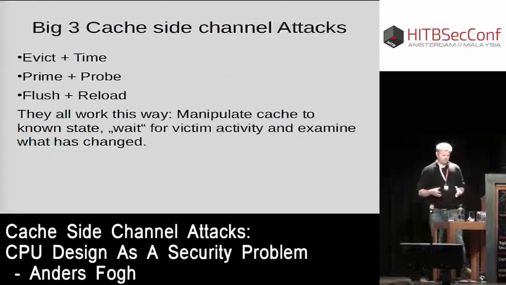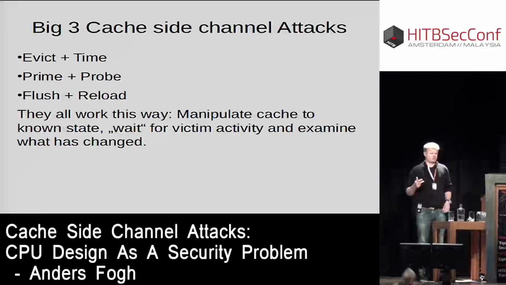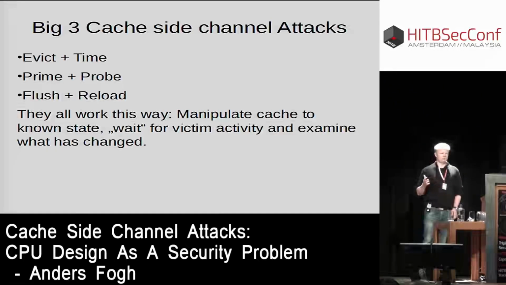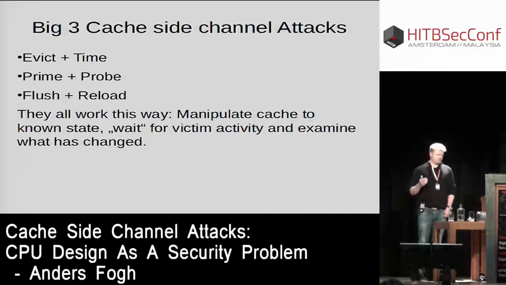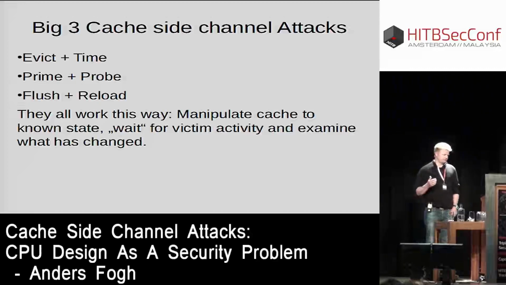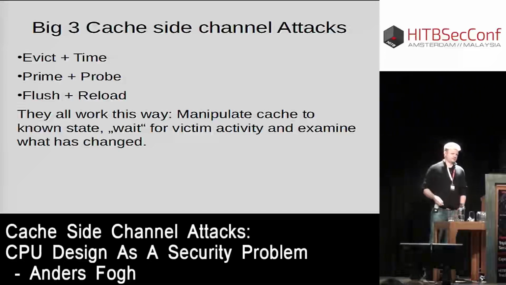So I like to think of cache attacks as there being three big cache attacks, and then there's tons of variation of these three. There are other cache attacks. I will not be talking about them. They all work in the same way. The attacker manipulates the cache to a known state, and then he waits for the victim activity, and then he examines what has changed. As you see, the big three: evict and time, prime and probe, flush and load. The primitives for manipulating the cache are the first part of it. The second part is how we actually see what's in the cache.